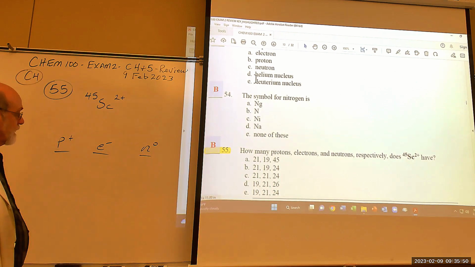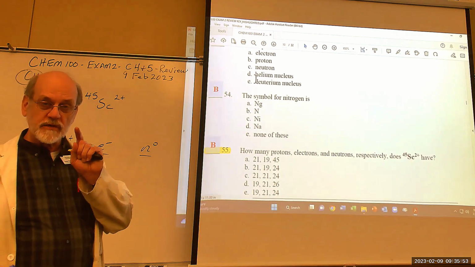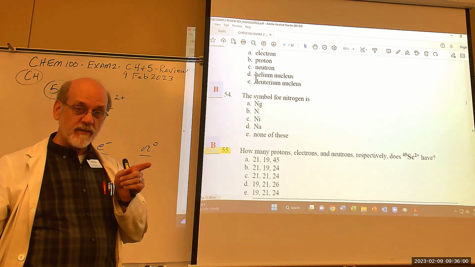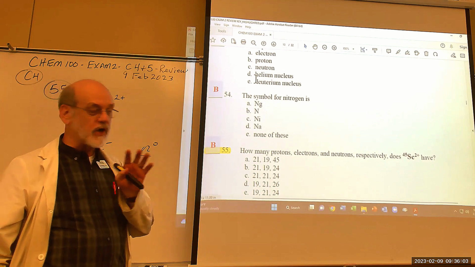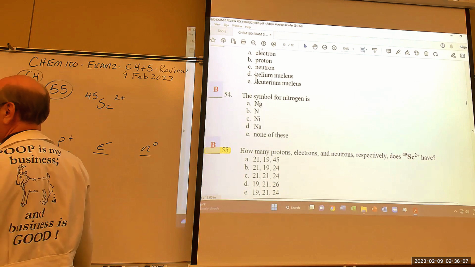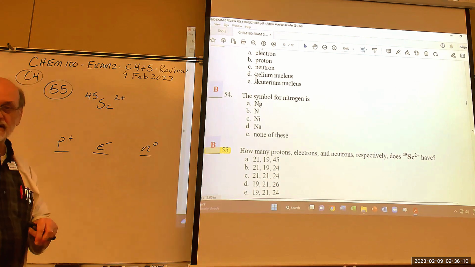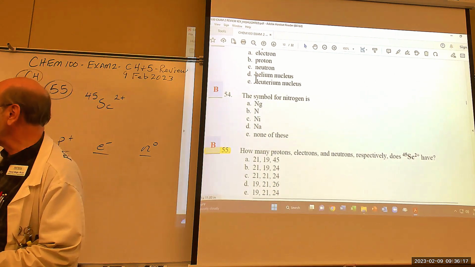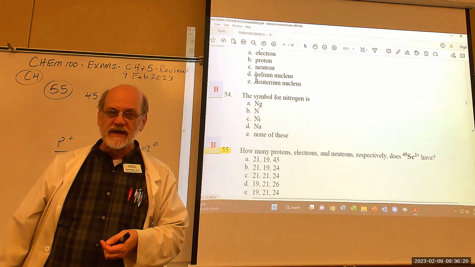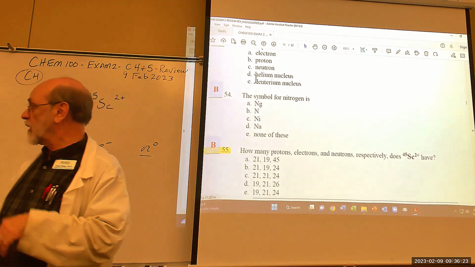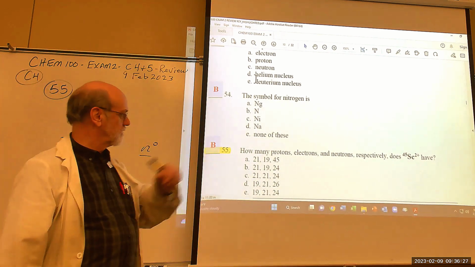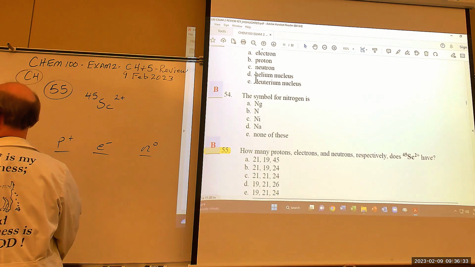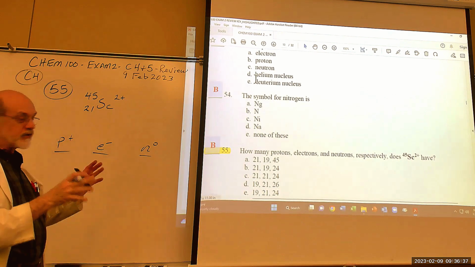How do you find that? Well, unless you know the number of protons, the atomic number, you're stuck. But if you know the element you can find the protons. You just look up Sc, scandium, in the transition metals. In the fourth period, it's the first one when you go from potassium, calcium, scandium. So scandium has how many protons? 21. Now we can do it.